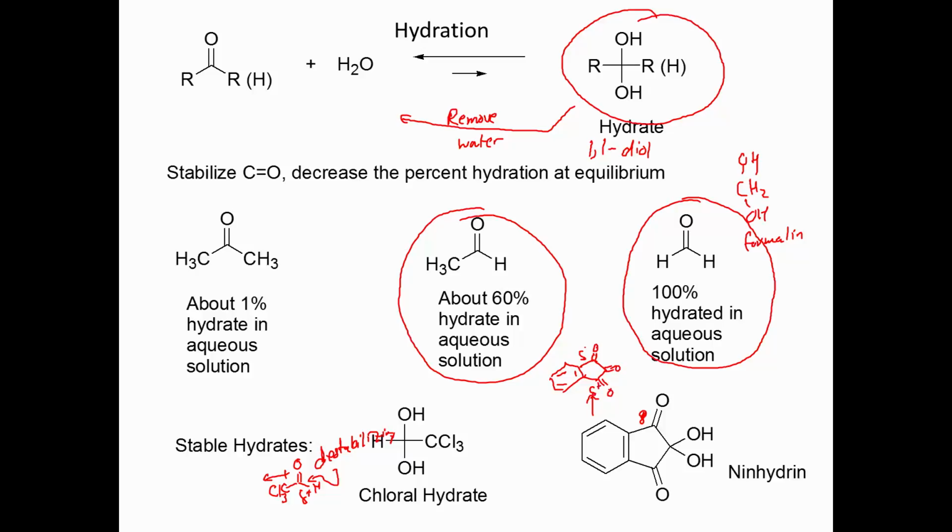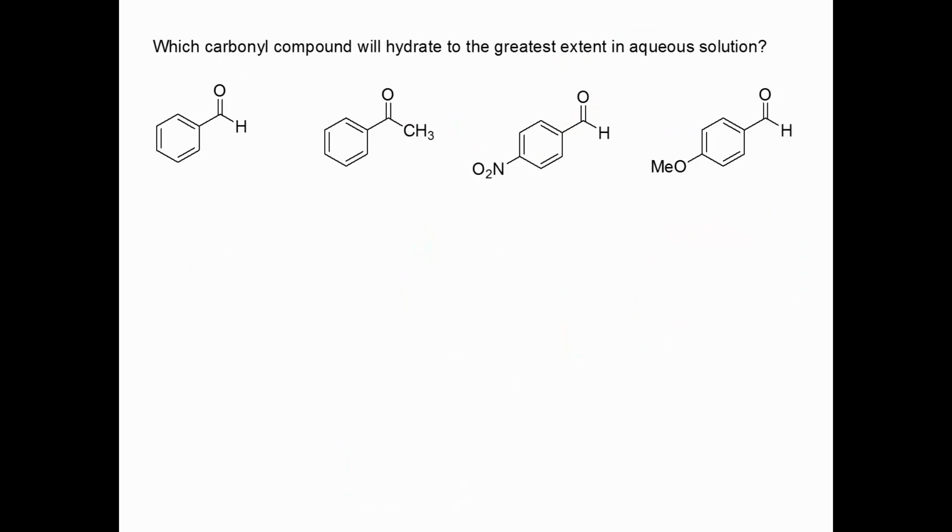And what we see here is that we got a lot of partial positives. So a lot of the instability of this compound is removed by just adding water to the middle carbonyl group, and that's why we have a stable hydrate for ninhydrin.